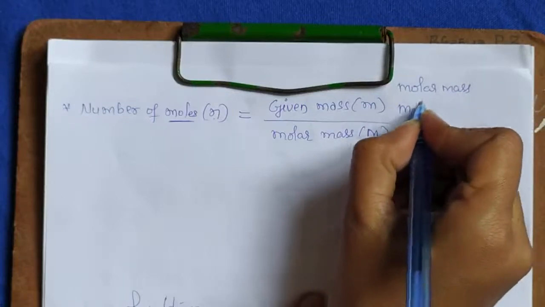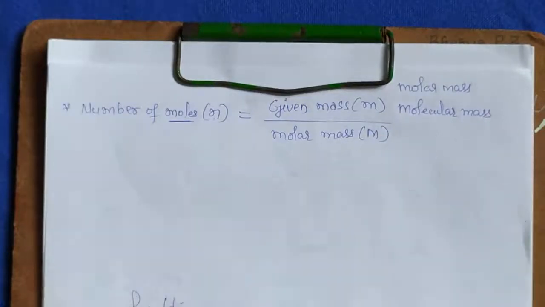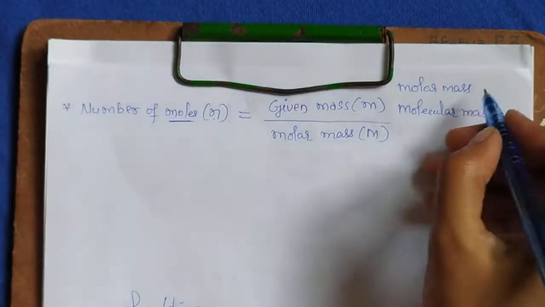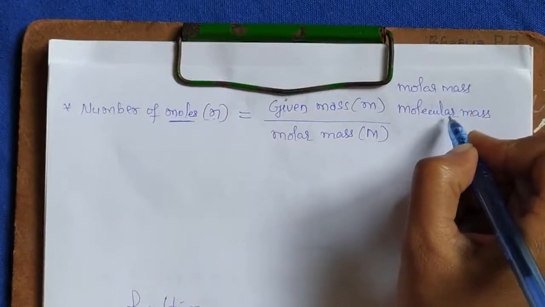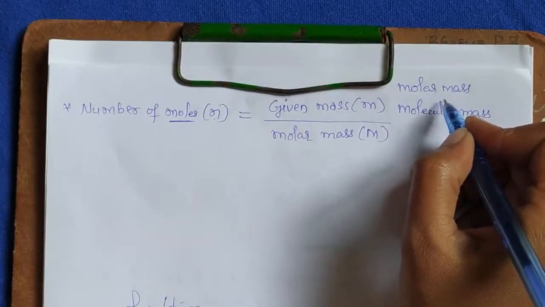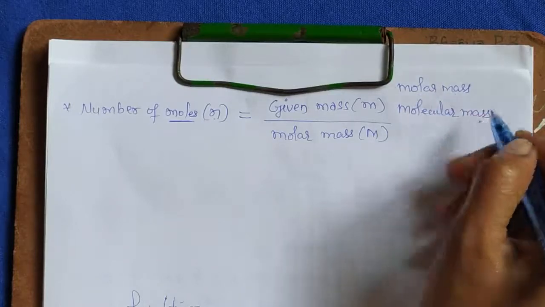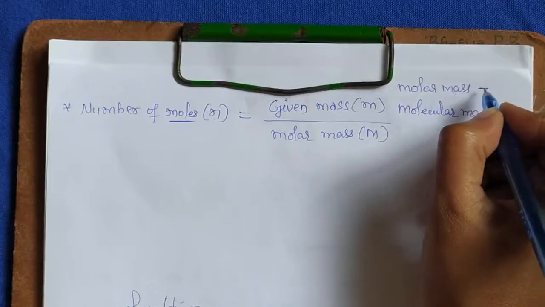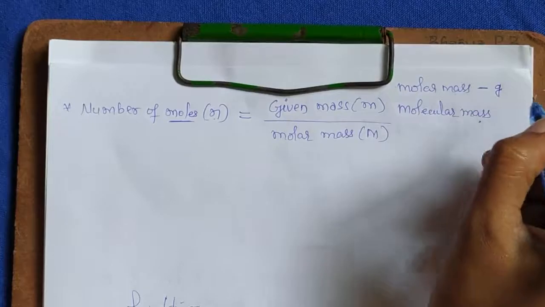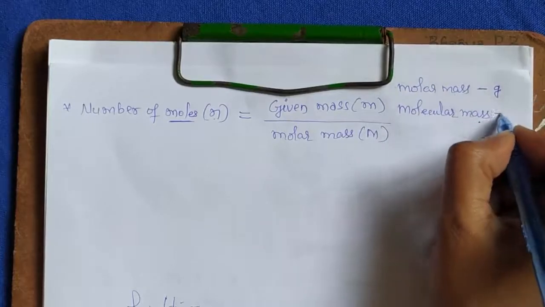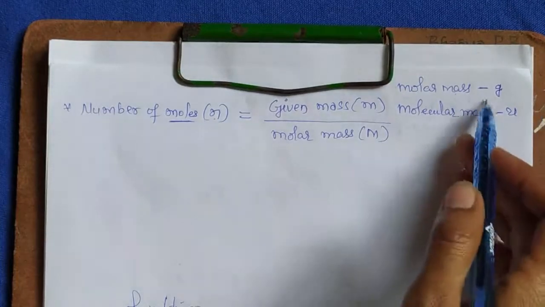Children, molar mass and molecular mass, they are the same. The calculation of molar mass and molecular mass is the same. In the same manner we can calculate the molar mass and molecular mass. But the unit is different. Molar mass is expressed in terms of grams, whereas molecular mass is expressed in terms of atomic mass unit. Only the difference is in their units.